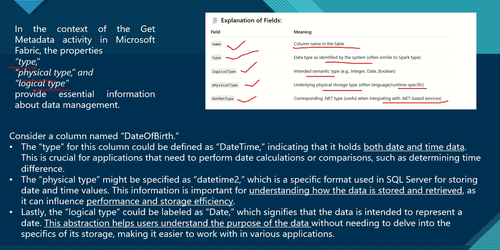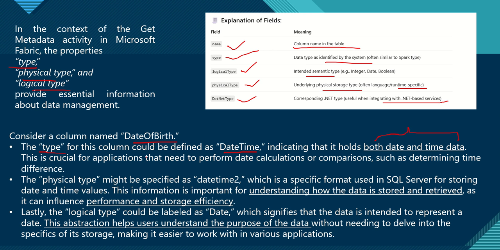Okay, so let us consider a column named date of birth. The type of this column could be defined as datetime. Okay, so while we created the table, we can mention it as datetime, indicating that both date and time data can be stored in this particular column. Okay, so type refers to the actual data type of the column while we create this particular column.